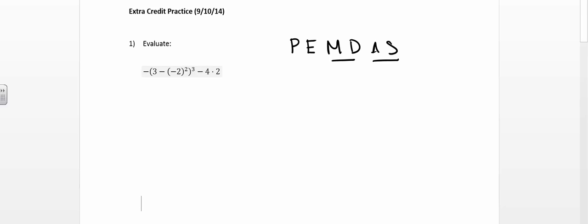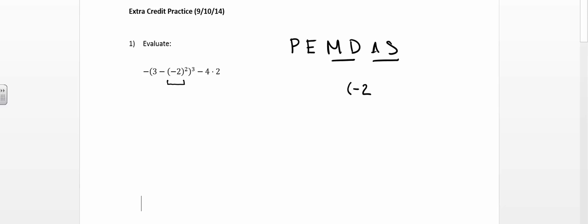So the first thing we see is we have some parentheses on the outside, so we know we need to go inside to these parentheses and see what's going on in here. So I have a 3 minus the quantity of -2 squared. So I see an exponent here. So I'm going to go ahead and work on that first.